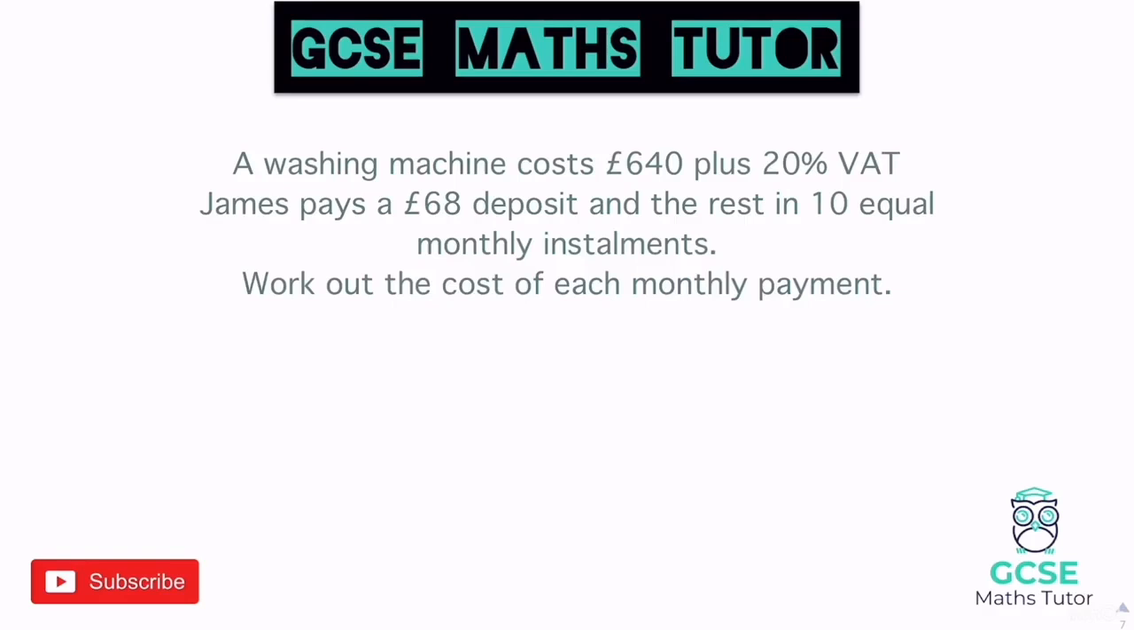Right, so a washing machine costs £640 plus 20% VAT. James pays a £68 deposit and the rest in 10 equal monthly instalments. Work out the cost of each monthly payment. So it's a percentage of an amount question, so we need to work out 20% of 640.